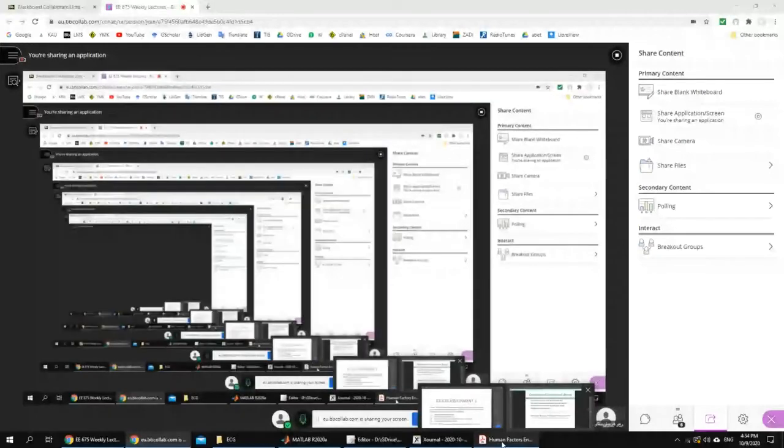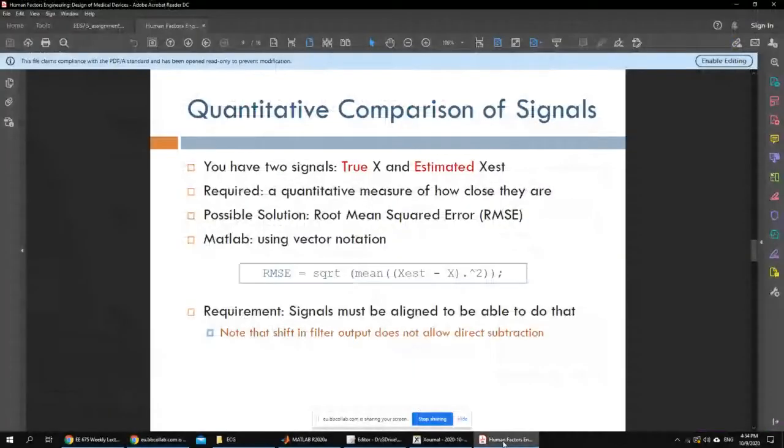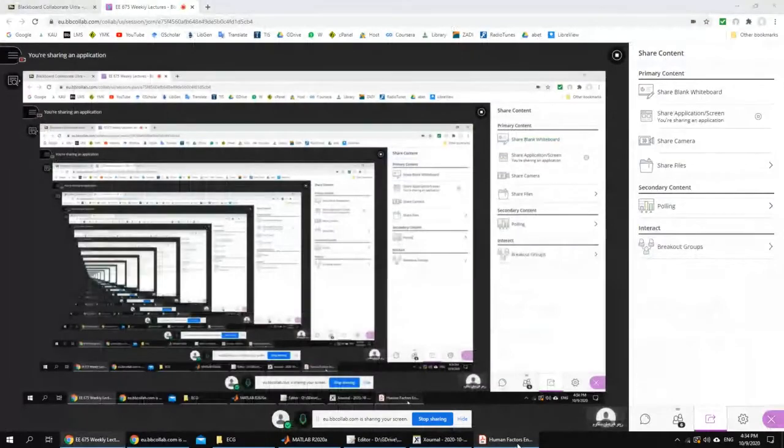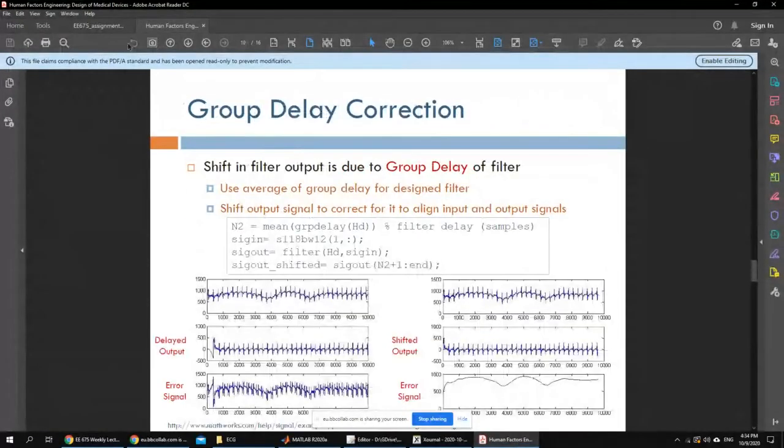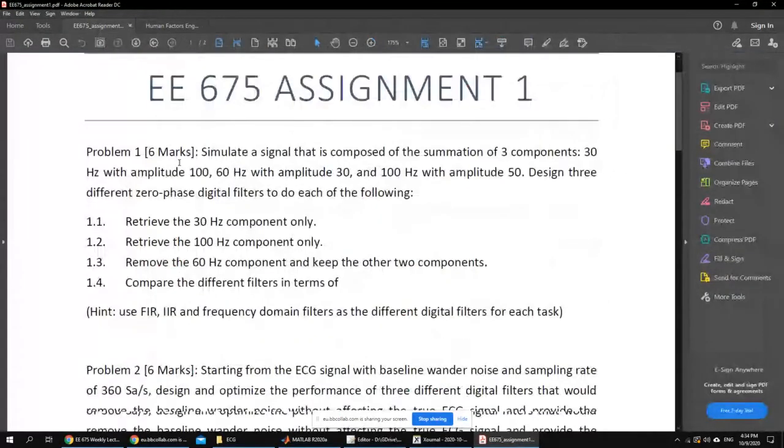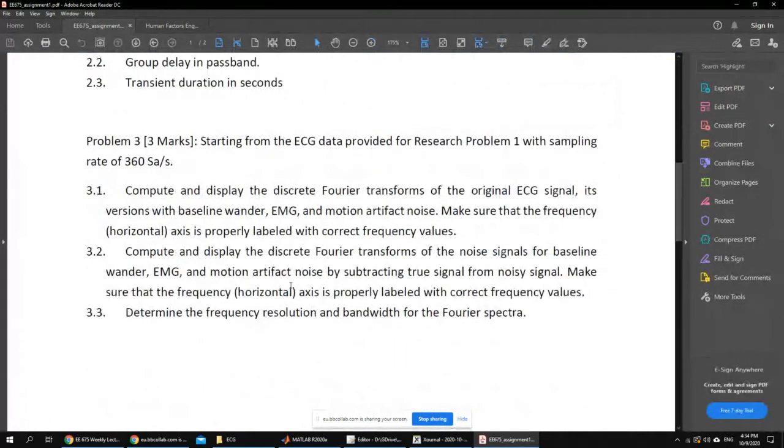Yes, go ahead, Reno. I asked you before on WhatsApp. Currently I'm working on number 3, which is how to reduce the noise of the EMG and motion artifact.